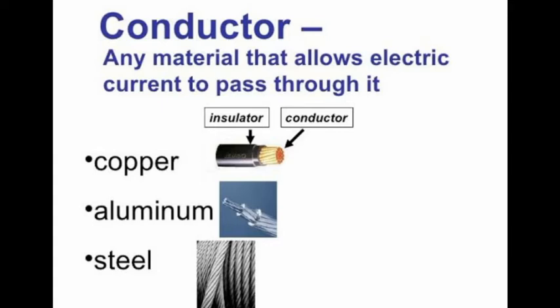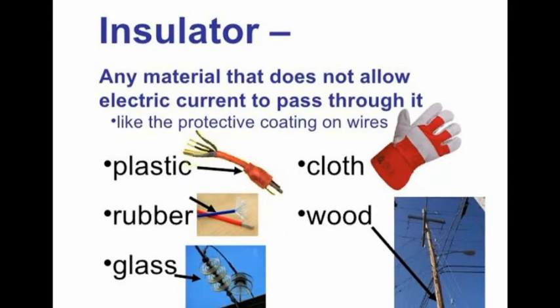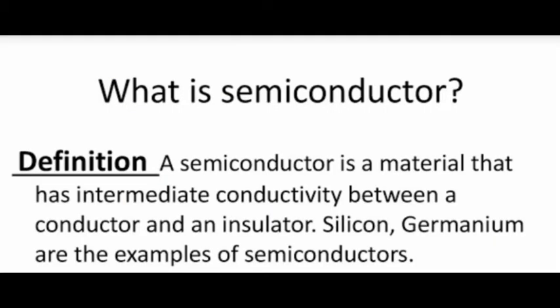Then insulators means the materials which do not allow the passage of this charge, electron or proton. Rubber, plastic, paper, almost all these materials are considered as insulators. And semiconductors are the materials lying in between insulator and conductor. That means depending upon the situations, sometimes they behave as conductor and sometimes they behave as insulator. Naturally occurring semiconductors are germanium and silicon. These are the two naturally occurring semiconducting materials, germanium and silicon.